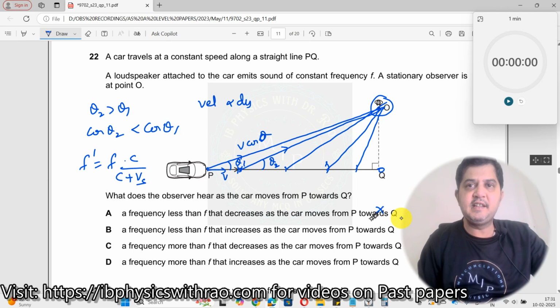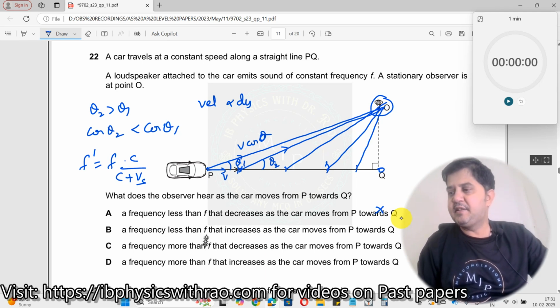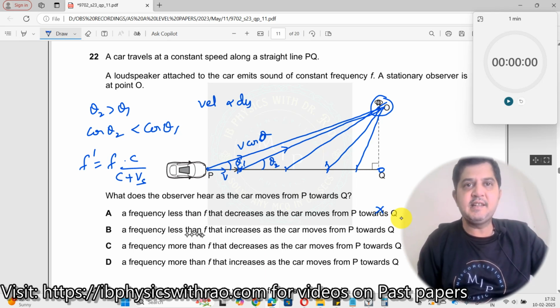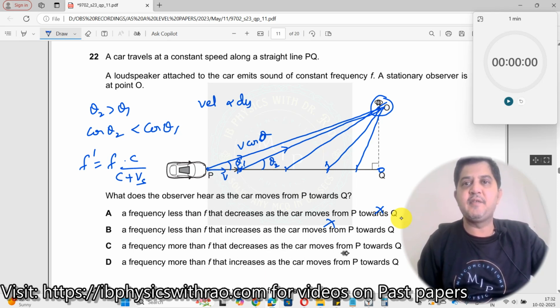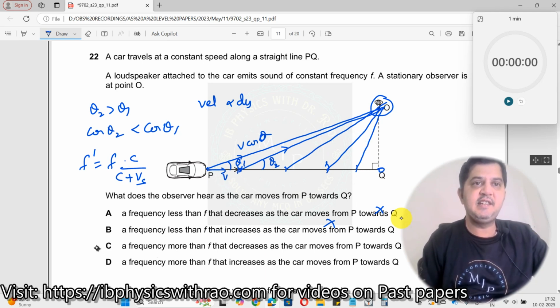No, this is incorrect. Then a frequency less than f that increases. See, it does not increase. Frequency does not increase. Then a frequency more than f. Initially, the frequency is more than f, and that decreases. It starts decreasing as the car starts moving from P to Q. The frequency keeps on decreasing over here. So C is the right answer.